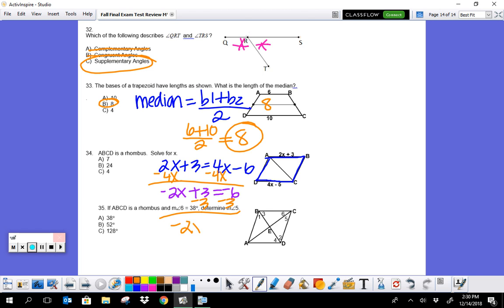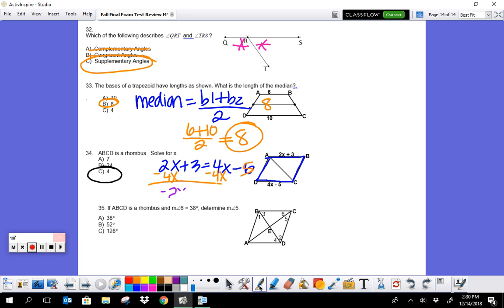So I have negative 2x equals negative, hold on. Oh, that's a negative 5, isn't it? Oh, that's a 5. I thought it was a 6. So it's negative 5 plus negative 3, which is negative 8. Divide by negative 2, and so x comes out to be 4. Erase this.